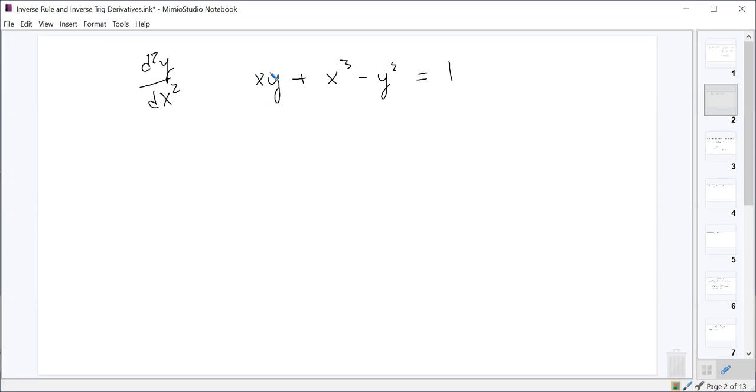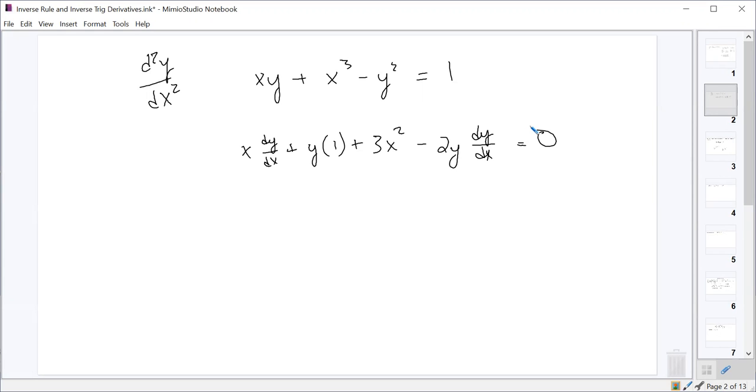The derivative of x times y is a product rule. It's x times the derivative of y, which is dy dx, and then plus y times the derivative of x, which is just 1, and then plus the derivative of x cubed, and then the derivative of the minus y squared is minus 2y dy dx. Since we're doing it with respect to x, we attach the dy dx term to it anytime we take a derivative of something with a y in it. And then the derivative of the 1 is 0.